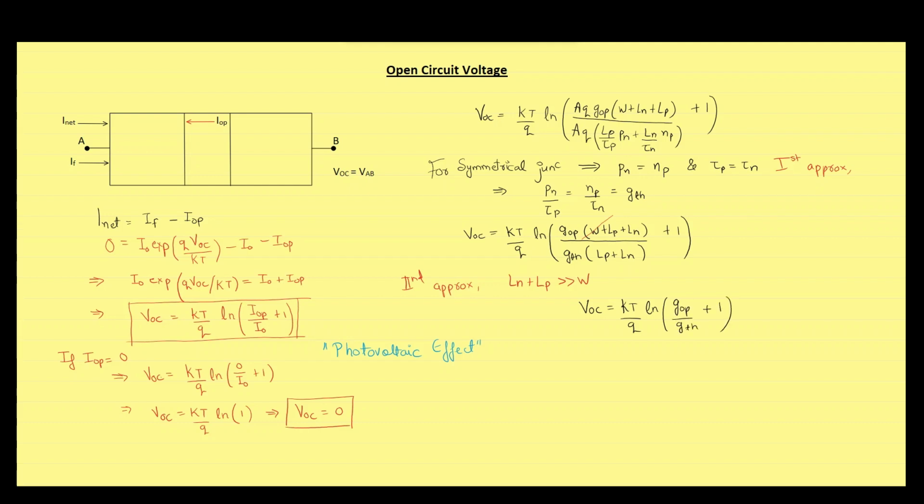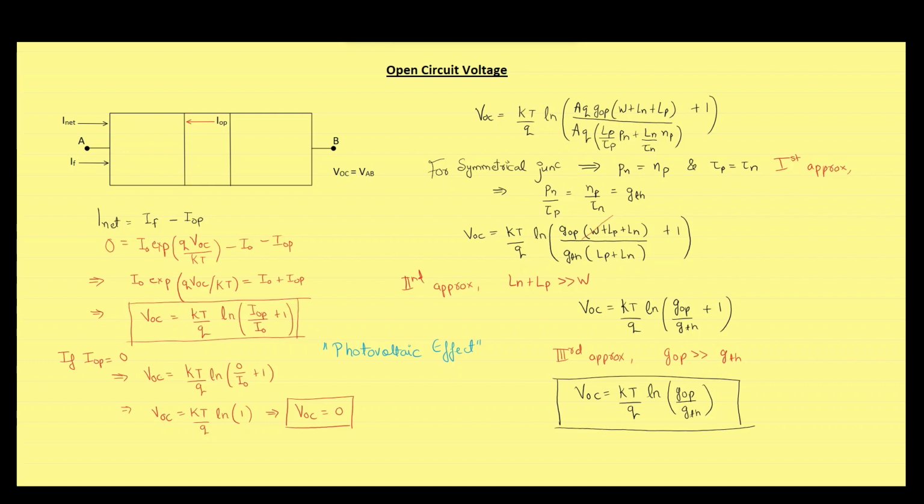Now, the third approximation is optical generation rate is significantly greater than thermal generation rate, which will give the open circuit voltage expression to be equal to this. This expression for open circuit voltage, which consists of so many approximations, is actually not important, but still you should be able to deal with such type of approximations when these cases are provided in the questions. By studying and practicing these type of approximations, you may be able to deal with a new type of approximation which might be provided to you in a question in the final exam.